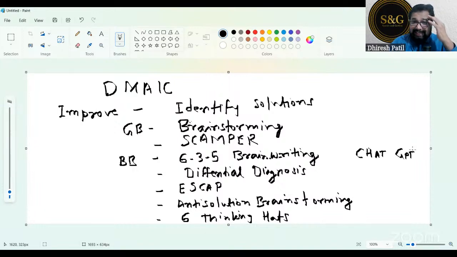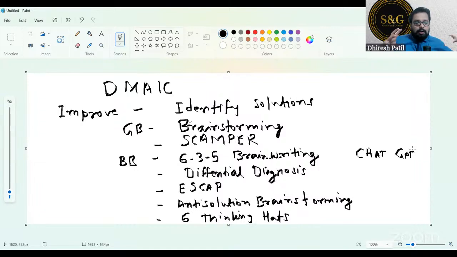Now, practically, the idea behind generating solutions is: do not criticize during the generation stage. Do not criticize any solution. This is very, very important. During the generation stage, do not criticize any solution. No solution is a stupid solution. Understand?